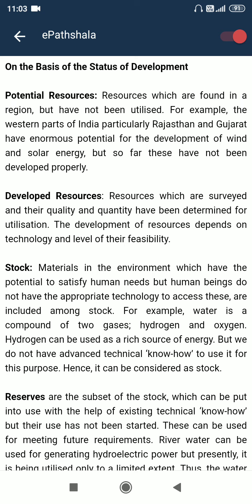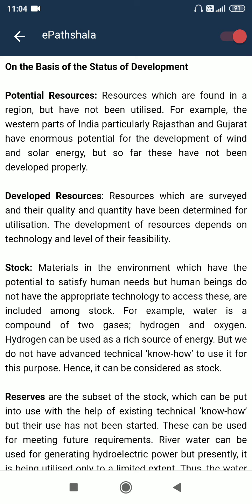On the basis of status of development. Potential resources are those found in a region but have not been utilized. For example, the western part of India, particularly Rajasthan and Gujarat, have enormous potential for development of wind and solar energy, but so far these have not been developed properly. Developed resources are those which are surveyed and their quality and quantity have been determined for utilization. The development of resources depends on technology and the level of their feasibility.